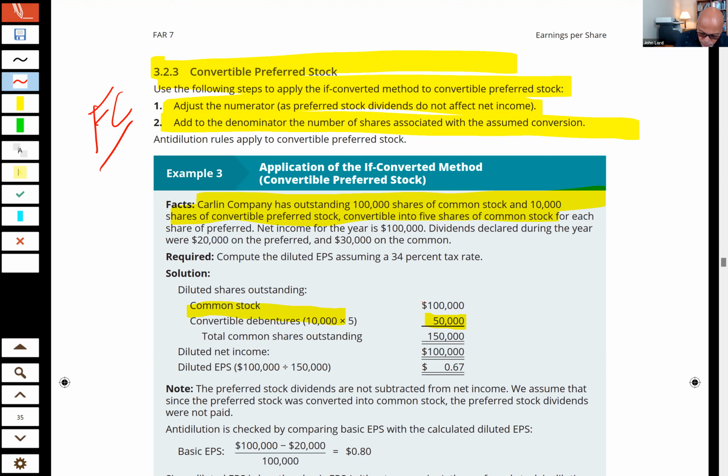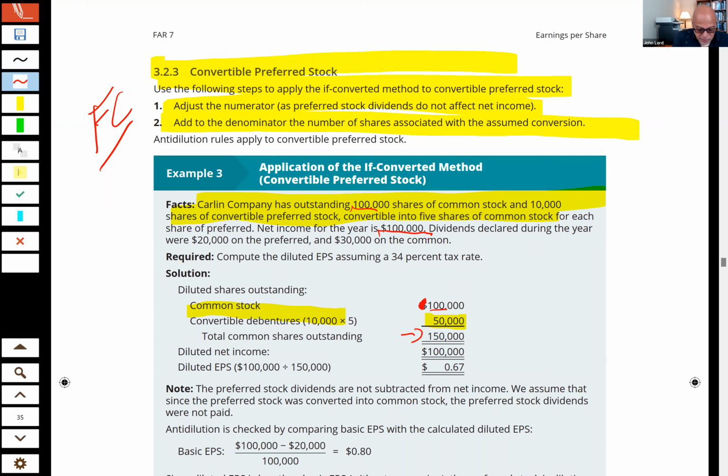No dollar sign here, guys. I shouldn't have put that dollar sign. That's the number of shares. Okay, so there's no dollar sign there. And that gives me what? That gives me 105,000 as the number of shares, and then my net income, they told me, was 100,000.